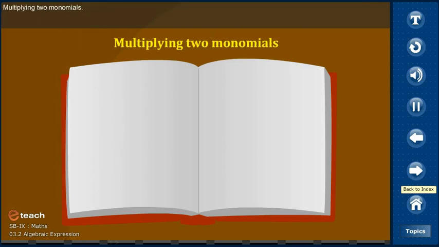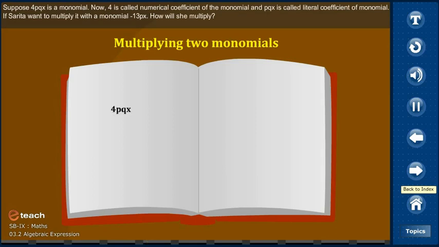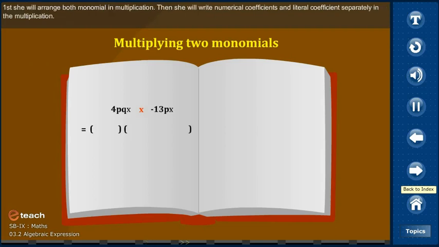Multiplying two monomials. Suppose 4pqx is a monomial. Now, 4 is called the numerical coefficient of the monomial and pqx is called the literal coefficient of the monomial. If Sarita wants to multiply it with the monomial minus 13px, how will she multiply? First, she will arrange both monomials in multiplication. Then she will write numerical coefficients and literal coefficients separately in the multiplication.